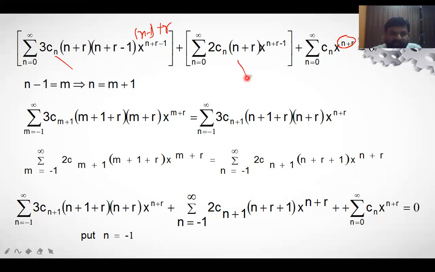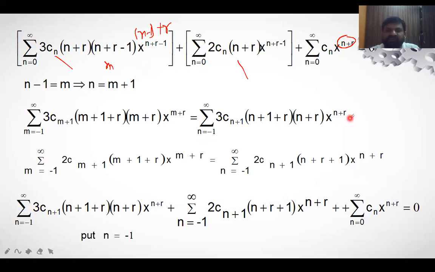If n equal to 0 to infinity, then what is the range of m? M is minus 1 to infinity. So 3 Cn, where n value is m plus 1, so substitute n equal to m plus 1 plus r. Again, here if you substitute m plus 1, the plus 1 and minus 1 get cancelled, and we will get m plus r, since n minus 1 equals m. Without changing the range of the summation, you can change the variable. Therefore n equal to minus 1 to infinity, 3 Cn plus 1 into n plus 1 plus r into n plus r, x raised to n plus r.